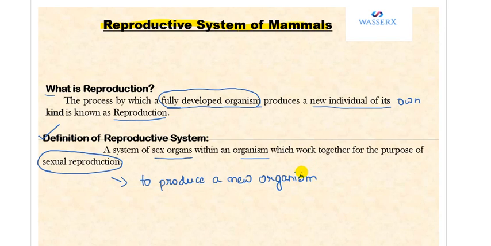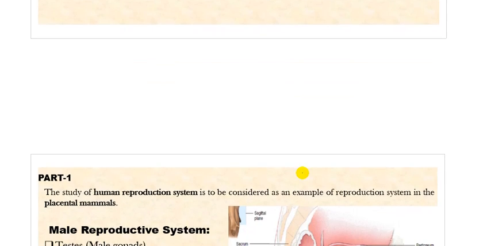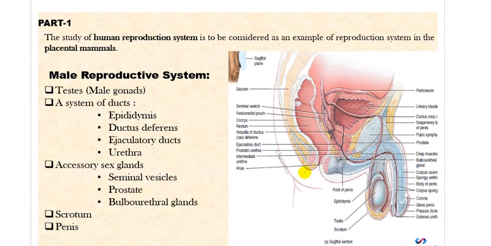Now let's move on to the next slide. Okay, so basically what we'll see under reproductive system of mammals, there are a lot of parts. First we'll see the reproductive system in mammals, then we'll move on to the other parts. So let's see the human reproductive system, right? It is considered as an example of reproductive system in the placental mammals. Okay, so what are the placental mammals? They basically develop placenta. Mammals which develop placenta are known as the placental mammals.